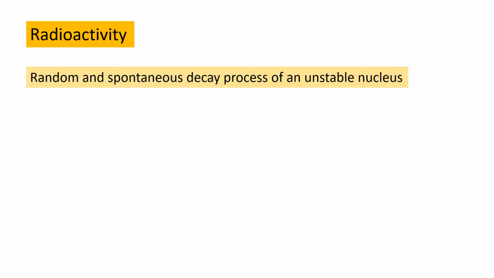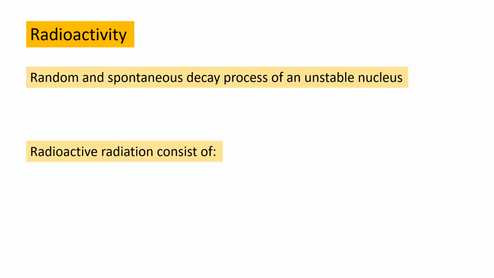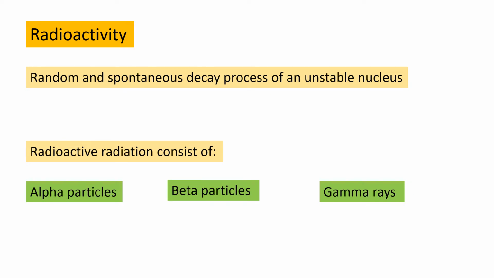Spontaneous means they decay independent of time, which means they decay whenever they want. There's no time limit, there's no time frame. They just decay, right? That's spontaneous. So radioactive radiation consists of three things: the alpha particles, the beta particles, and the gamma rays. Let's go into these in detail. As you can see through the names, both alpha and beta are particles, while gamma are rays. Keep this in mind. This is very, very important in the future.